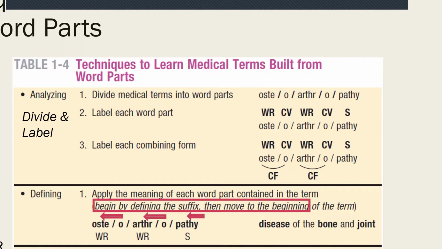understand that. So after we've divided and labeled the term, now we're going to define the term. And remember, we're working backwards through most of our terms from right to left. So pathy, the suffix here, is telling us that means disease. Now, how do you know what pathy means? That's something that you're just going to have to learn. You're going to have to memorize that. And because we use pathy 500 times a day in the medical field, you're going to understand what that means.